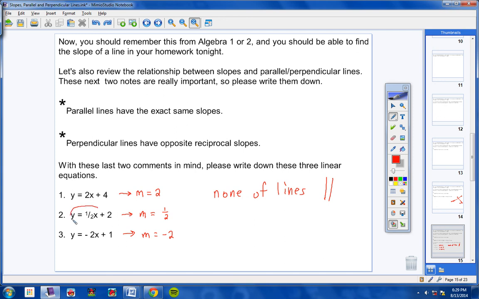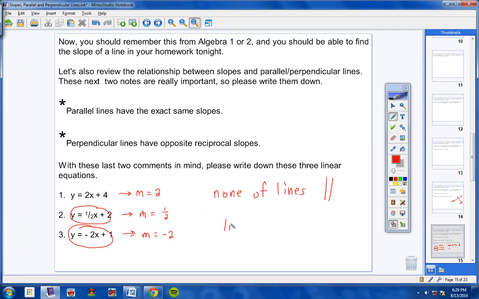However, this line here is perpendicular to this line here. And here's how I know. This slope here is positive and this slope here is negative. And notice if you flip 1/2, you would get 2 over 1, or 2. Or you could say, if you flip 2 over 1, you get 1/2. So I would write this somewhere in your notes.